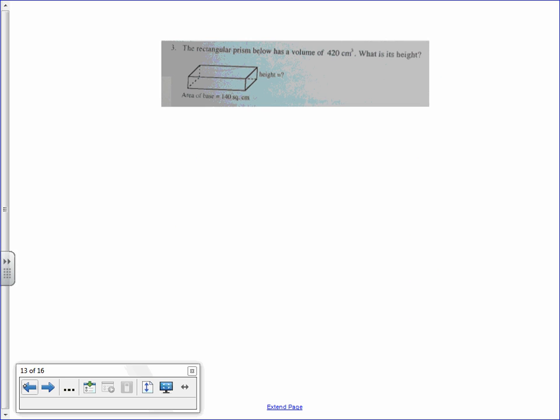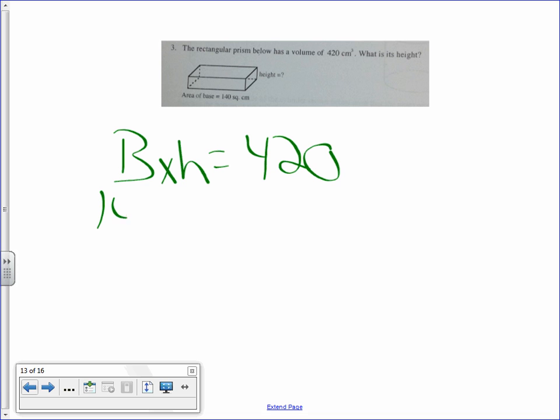Next problem. The rectangular prism below has a volume of 420 cubic centimeters. What is the height? Well, what is 140 times what? Because 140 is my base. So if I know my base, I just have to multiply it by the height to equal 420. My area of the base is 140, so 140 times what number equals 420?